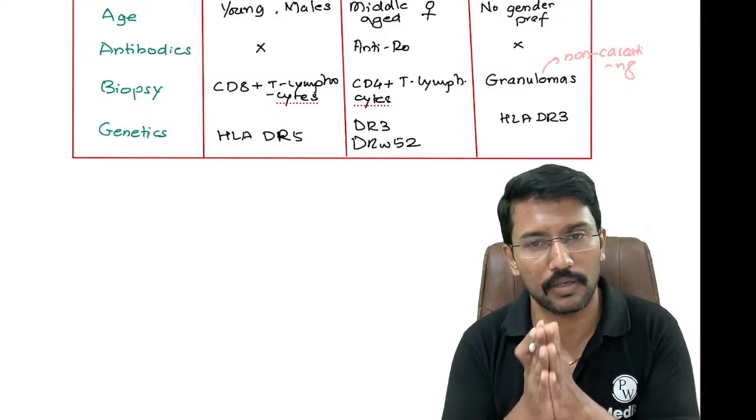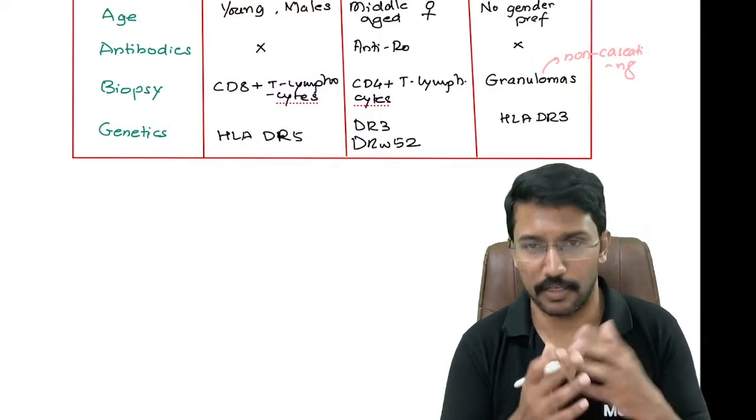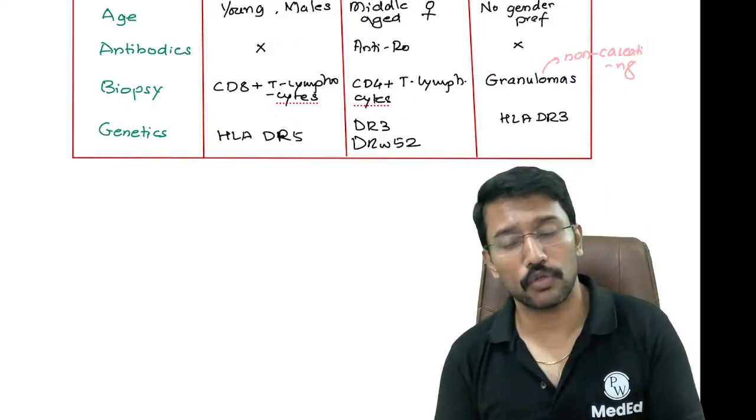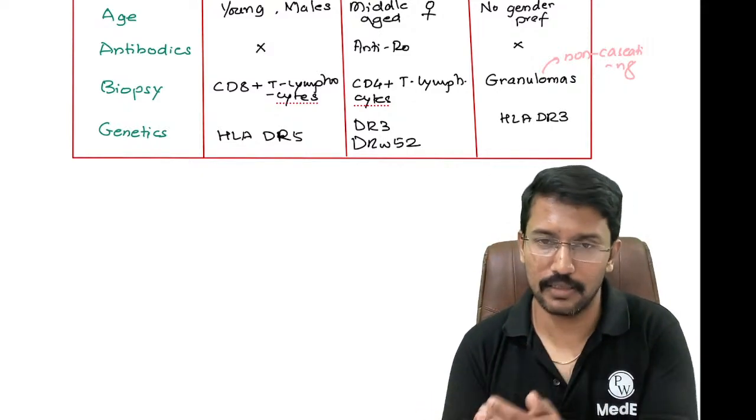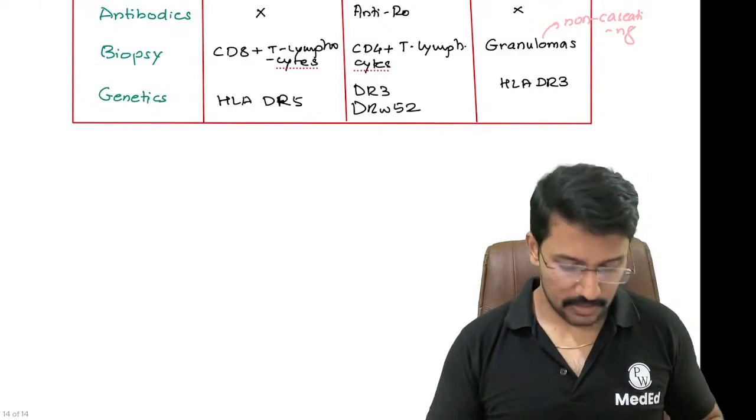Most commonly affected organ in sarcoidosis is the lungs, similar in tuberculosis. Second most commonly affected organ in sarcoidosis is skin, similar in tuberculosis, right? Okay. Now genetics is the point to note here.